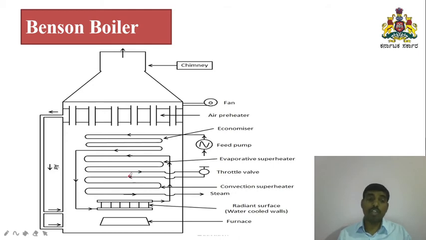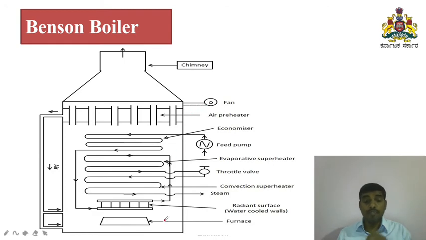Once the final superheated steam is obtained, it flows to the steam outlet for the external agency. This is how the water from the economizer will be converted into superheated steam and flow outside. So this is one basic working of this Benson boiler.